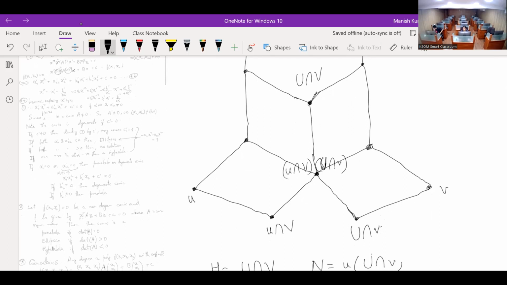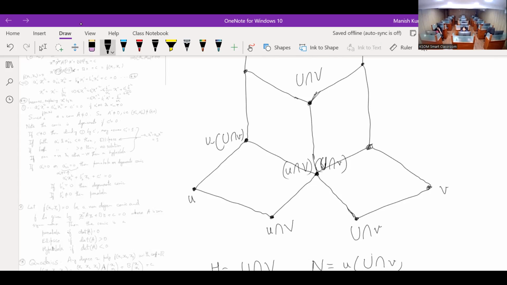This is compositum of these two. Okay. So the product of these two groups. If you think about the product of these two groups, U intersection V is contained in U. So if I want to take the product of these two, I can just take the product of U and U intersection V. So this is U intersection V. So this is the product of these two.